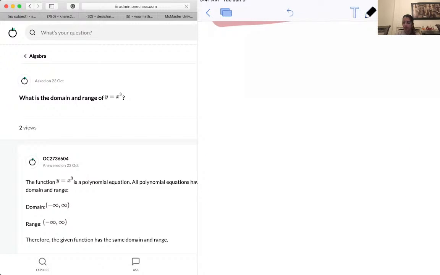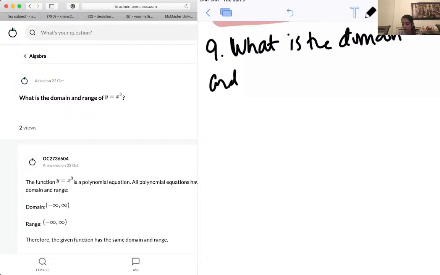Our next question asks us, what is the domain and range of y is equal to x cubed?